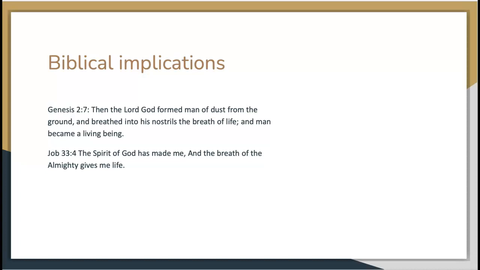For biblical implications, I chose 2 that really stood out to me with the lungs and have everything to do with creation and God of human beings. So the first is Genesis 2:7. Then the Lord formed man of dust from the ground, and breathed into his nostrils the breath of life, and man became a living being. And for Job 33:4, the Spirit of God has made me, and the breath of the Almighty gives me life.